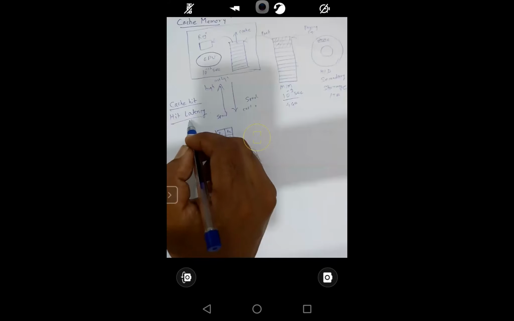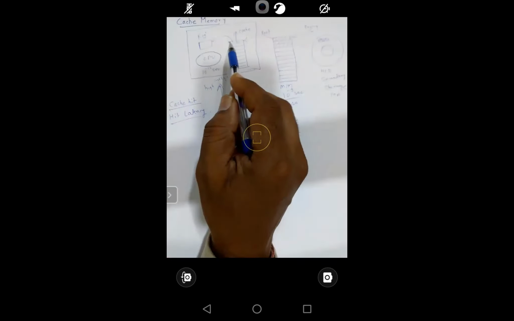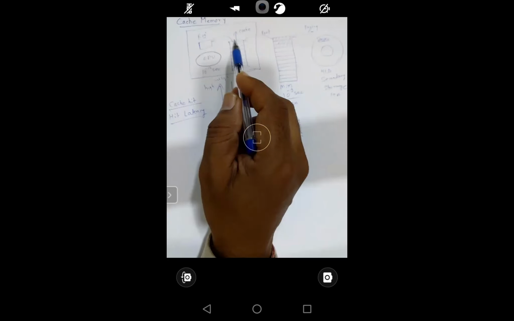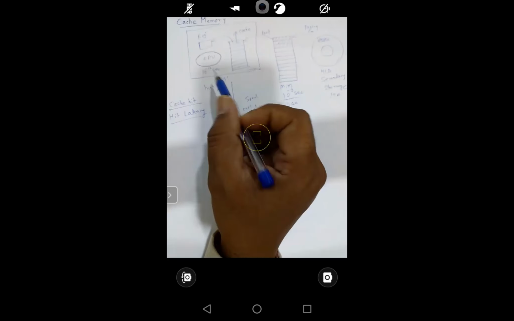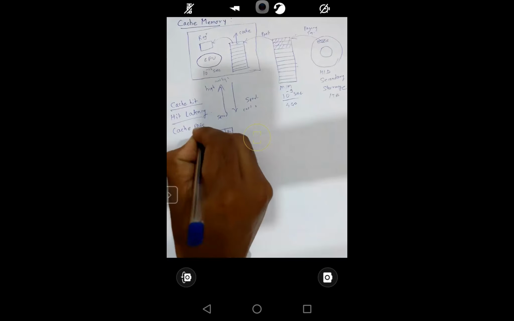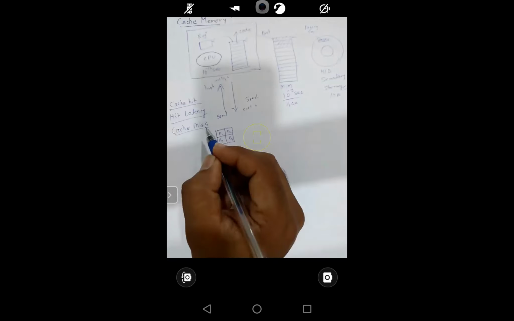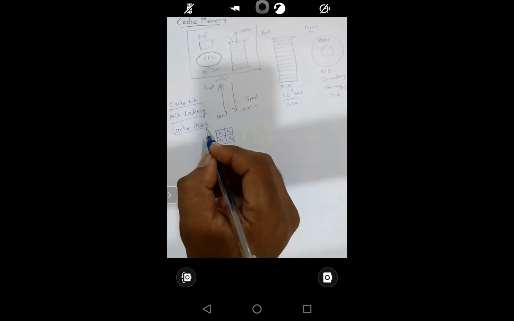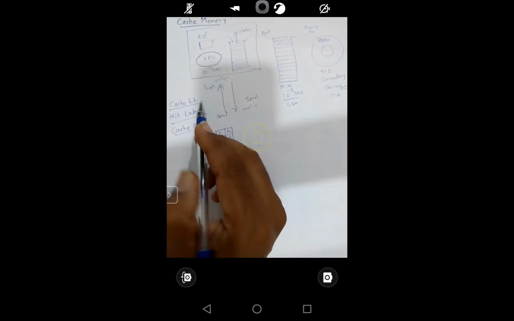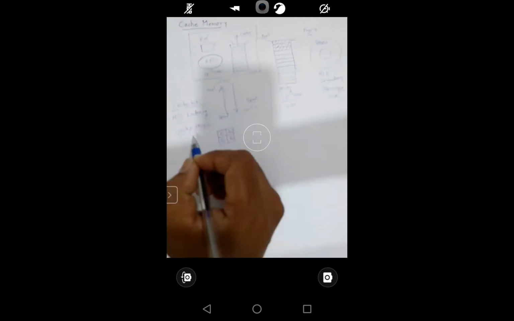Suppose the CPU wants a particular element. Earlier, the element was present over there. But this time the element is not present. So at that time we can say it is a cache miss. Cache miss. Cache miss means the required element is not present. The processor wants a particular element, but it is not present. So at that time we can say it is a cache miss.